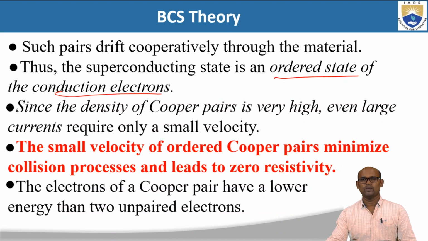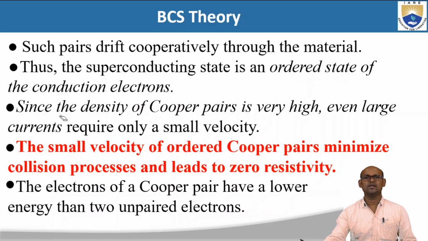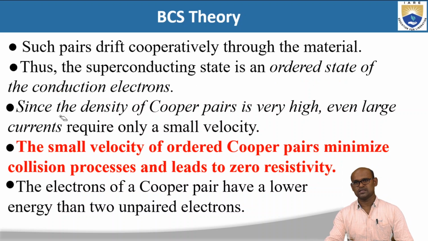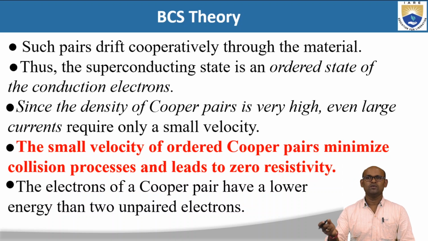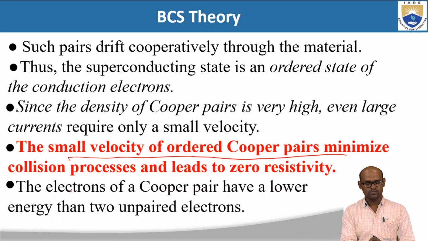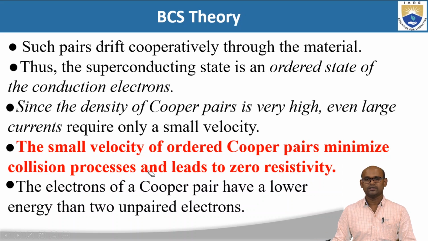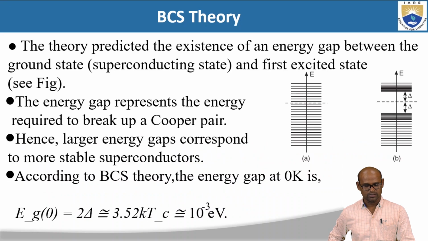Since the density of Cooper pairs is very high, even large currents require only a very small velocity. Because a tremendous number of electrons are present in the superconducting state, even a small velocity is enough to produce large currents. That is the reason why the small velocity of ordered Cooper pairs minimizes collision processes and leads to the zero resistivity observed in superconductors.